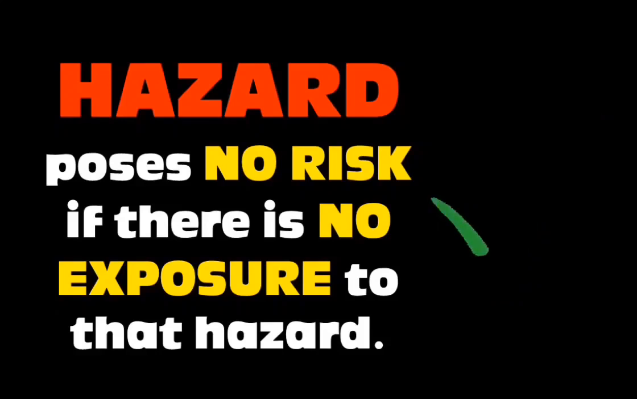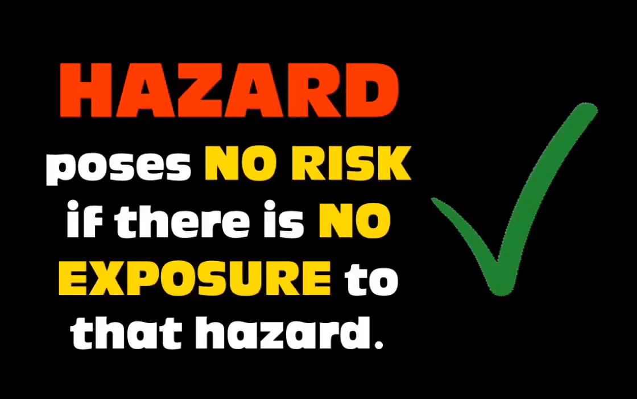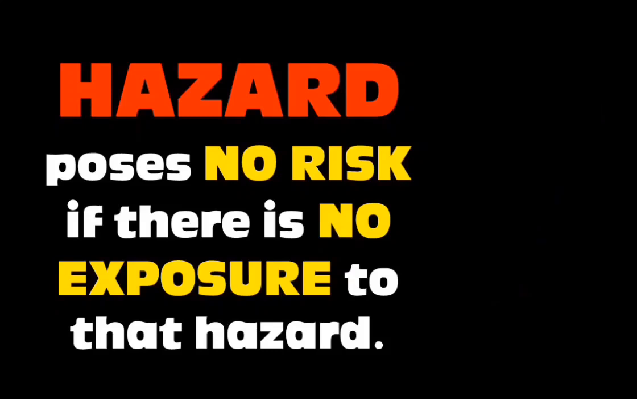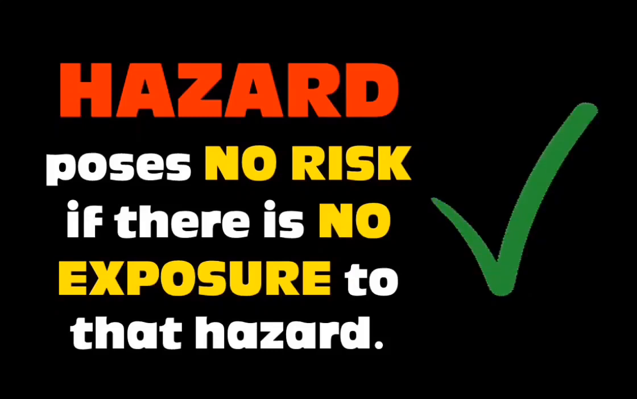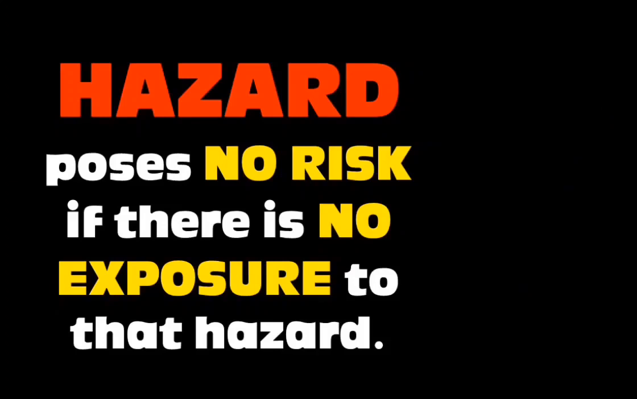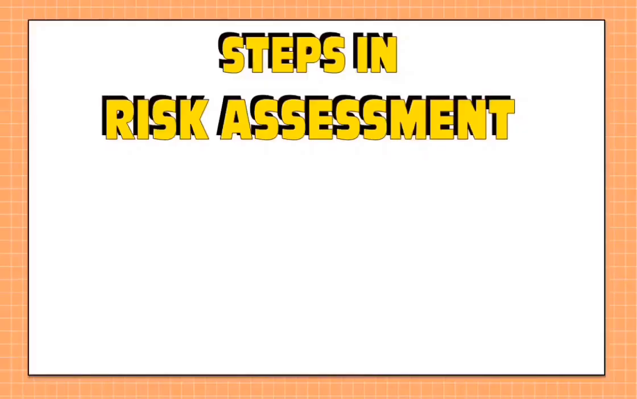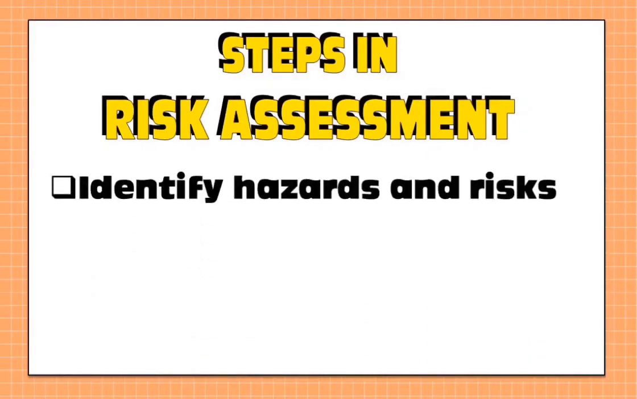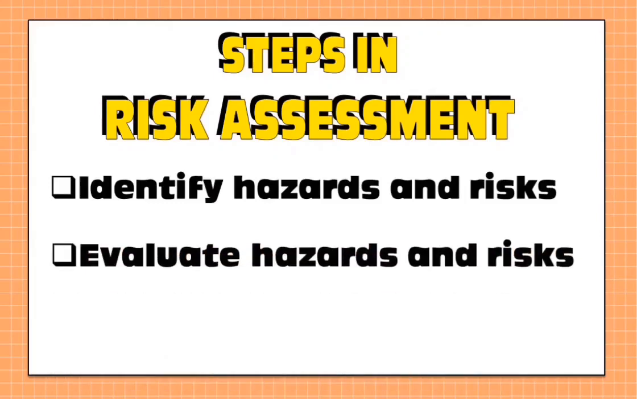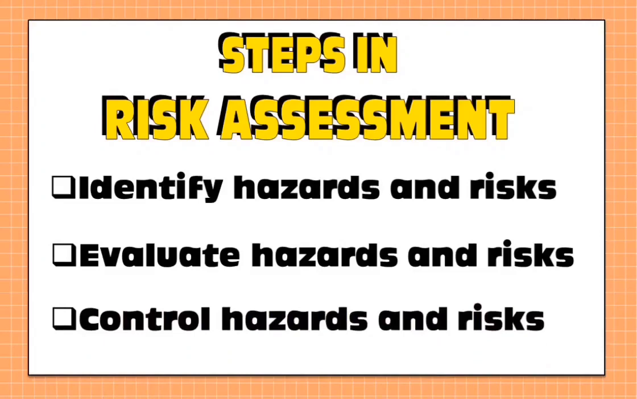We may not eliminate the hazard 100%, but you know what? We can prevent it. But how? We can prevent it by simply following the 3 steps in risk assessment. So what are those 3 steps? The steps in risk assessment: First, identify hazards and risk. Second, evaluate hazards and risk. Third, control hazards and risk.